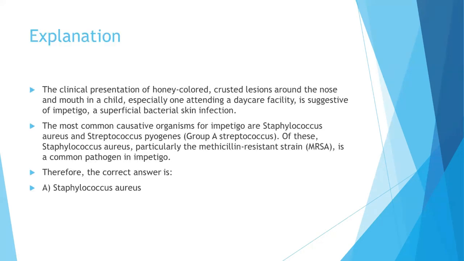So the clinical presentation of honey-colored crusted lesions around the nose and mouth in a child, especially in a daycare facility, is suggestive of impetigo, which is a superficial bacterial infection. The most common causative organisms for impetigo are Staph aureus and Strep pyogenes. Of these, Staph aureus, particularly MRSA, is a common pathogen in impetigo. Therefore, the correct answer is A, Staph aureus.